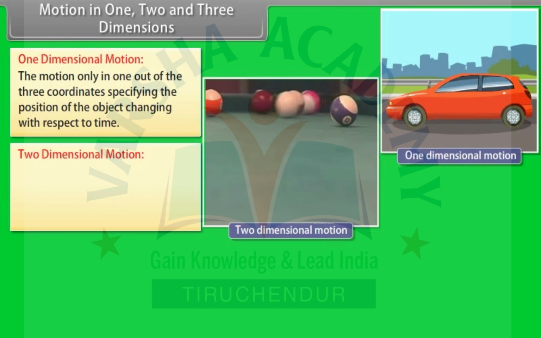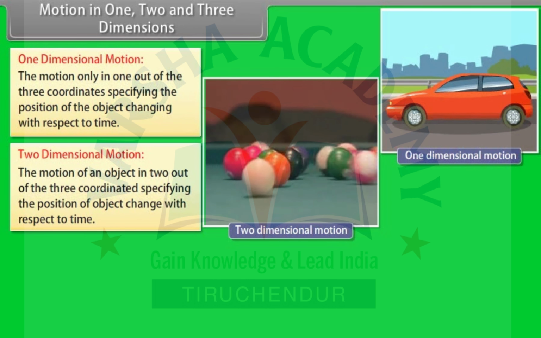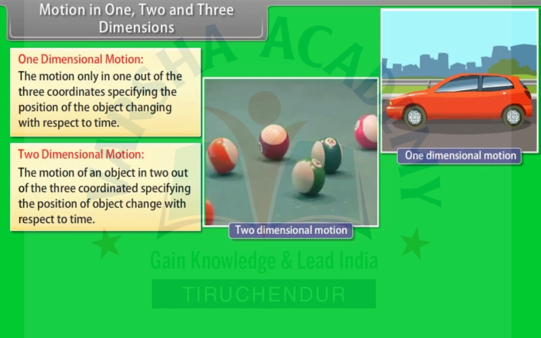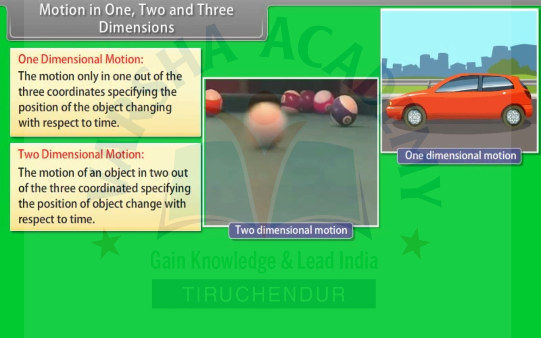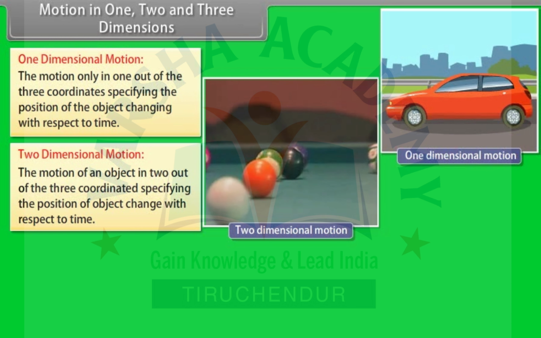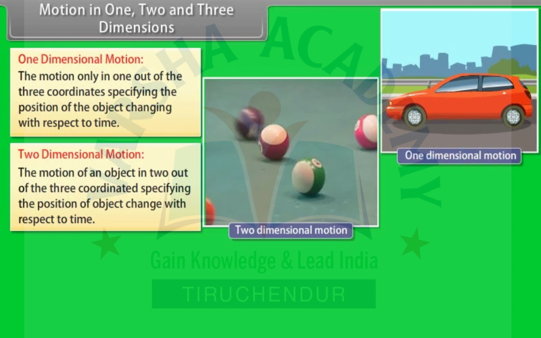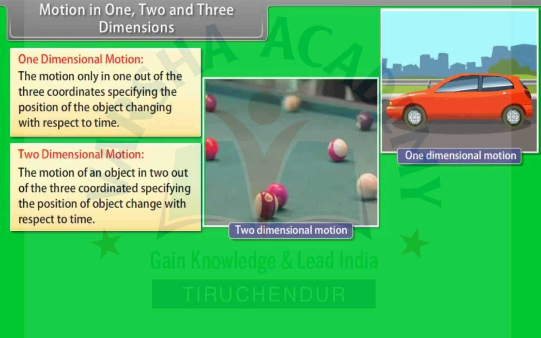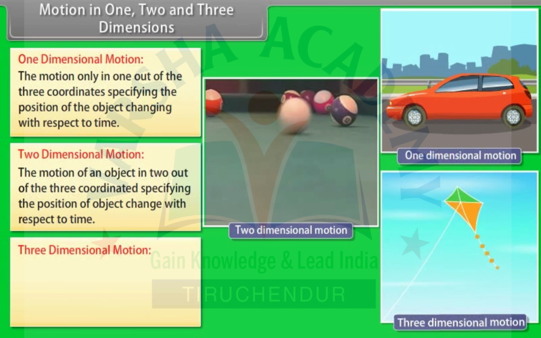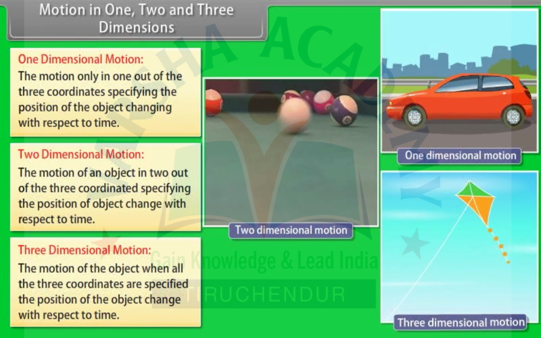Two-dimensional motion. The motion of an object in which two out of three coordinates specifying the position of the object change with respect to time. Example, a billiard ball moving over a billiard table. Three-dimensional motion. The motion of the object when all three coordinates specifying the position of the object change with respect to time. Example, a kite flying on a windy day.